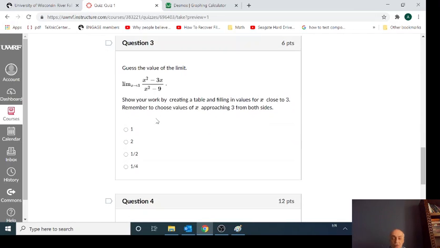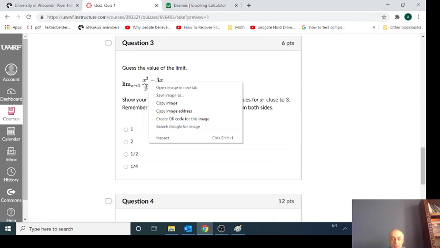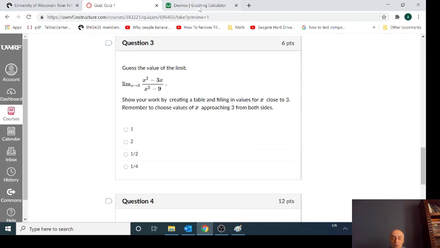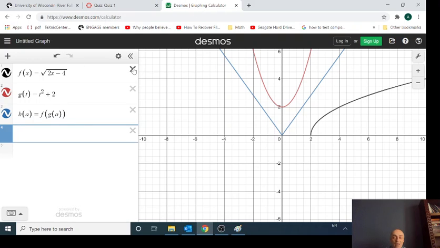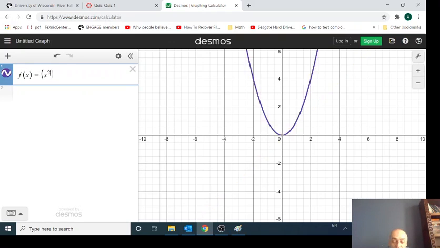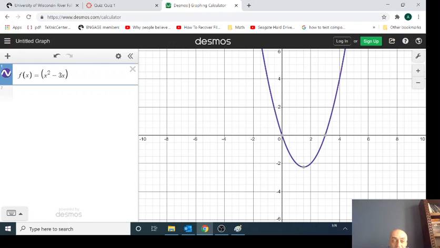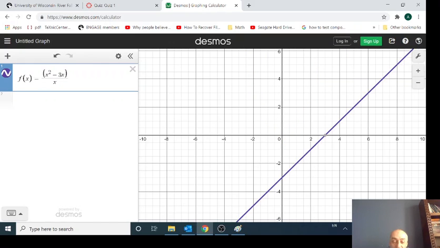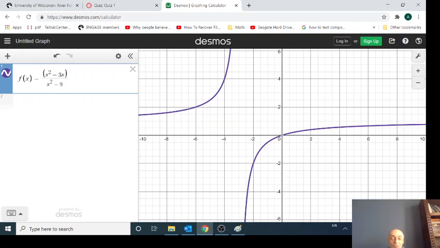Let's discuss question 3. Question 3 was a limit question. I'm just going to copy this thing from here. Let me see if it lets me copy that. Oops, it doesn't let me copy that. I wanted to copy that to put in Desmos directly, but it doesn't let me. No problem. So let's do x squared minus 3x divided by x squared minus 9. I'm going to cut these things here and define a function, f of x equals x squared minus 3x divided by x squared minus 9.